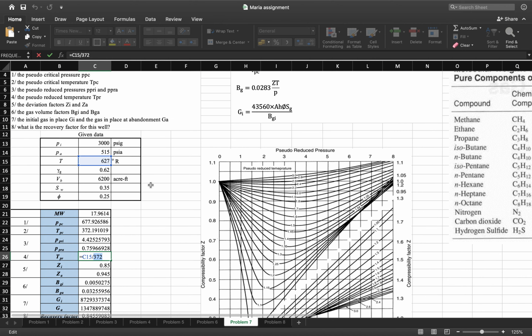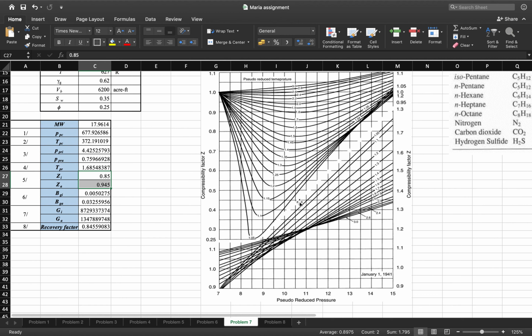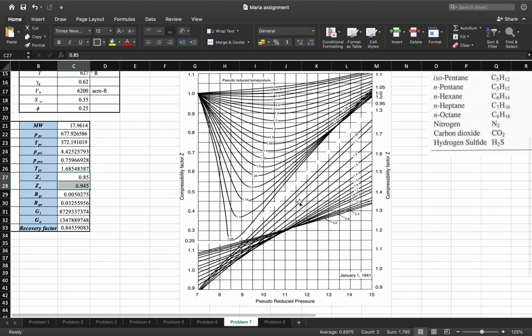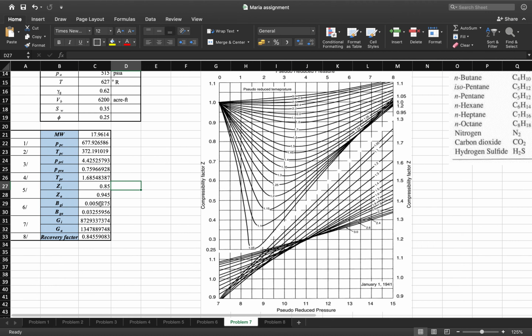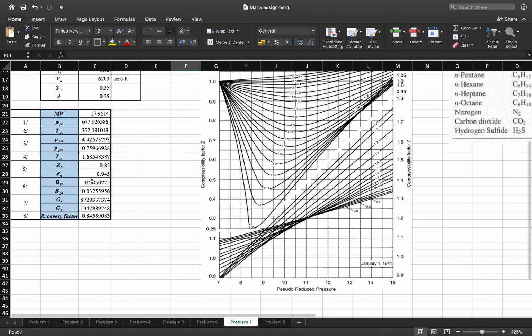Continue. The Z here I already have because I use this table. When you use this table, you can have the Z, the compressibility factor Z. You have two things in here, the same, we have the BG and BGI and BGA by this formula. You have the compressibility factor Z already, the temperature you already have too, and also the pressure you already have. So it's very easy for you to calculate two of them.